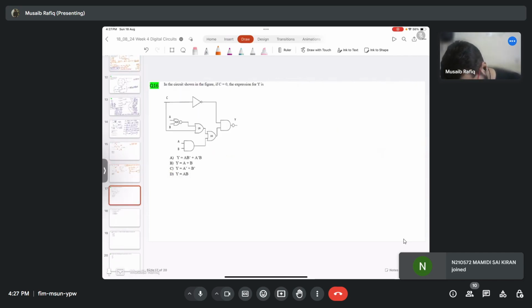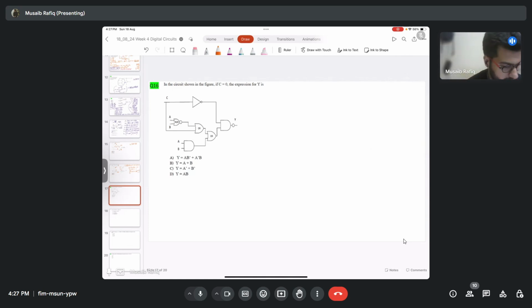Now, this question I would like you guys to do first, and then I will show the solution. So the question asks us, in the circuit shown in the figure, if C equal to 0, the expression of Y is, so C equal to 0 is given, and you need to find out what will be the value of expression. Do it, I'll then show you the solution. It should not take more than 2 minutes.